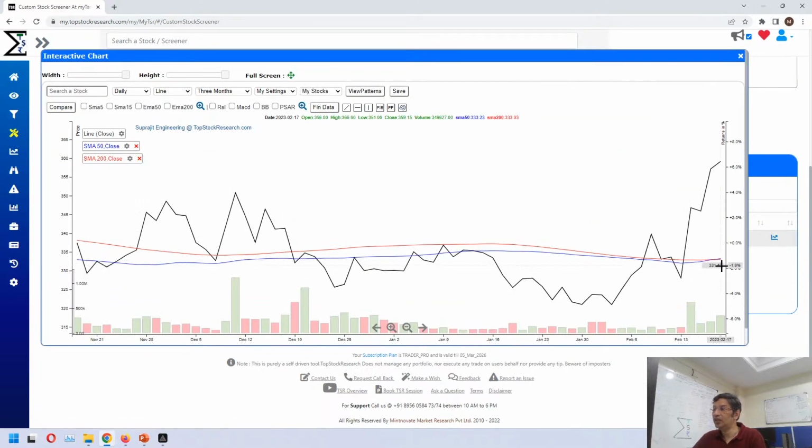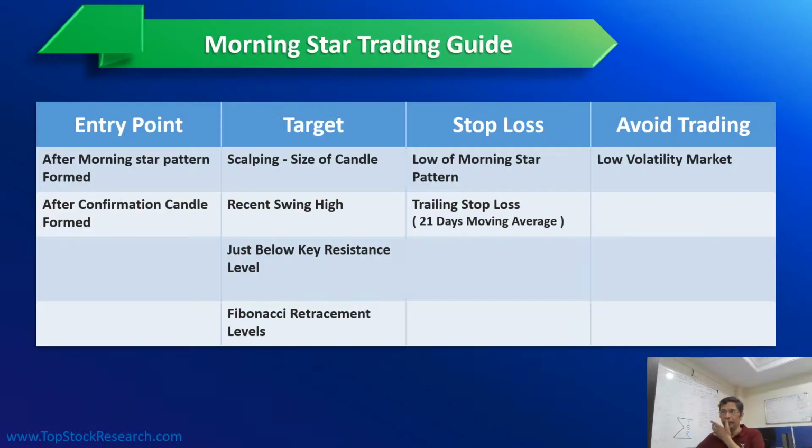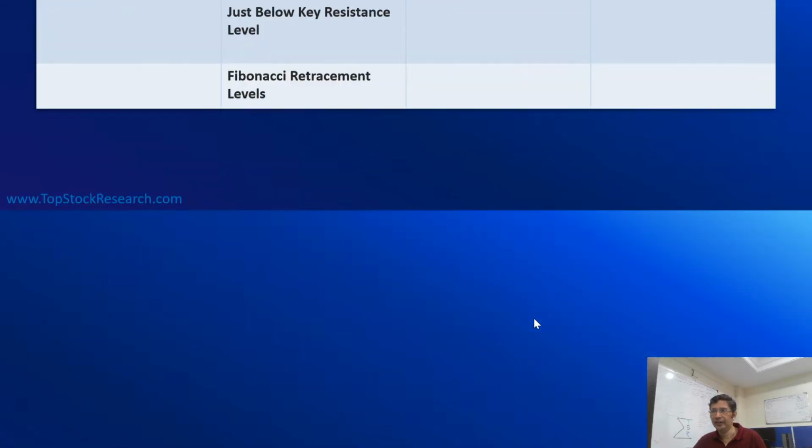50 has crossed above the 200 moving average. So this is how you can do the screening of any moving average crossing above any other moving average, right? Without spending much time on the moving average, let's get back into the candlestick. So briefly touched upon all the important aspects: what is the entry point, what is the target, stop loss, and where should you be avoiding it.